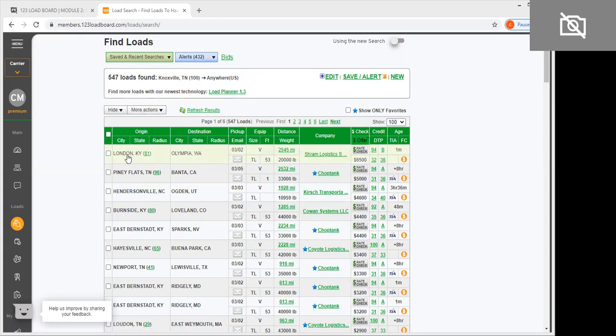So this load picks up in London, Kentucky, which is 81 miles east of Knoxville, northeast actually. So I'm going to include that in the 2,545 miles. I'm going to add 2,545 and 81, and that's going to give me 2,626. Then I'm going to divide that into the 6,500 to get the true cents per mile, because I want to include the deadhead to see what my real cents per mile is. So 6,500 divided by 2,626, because I added the 81. And now it's $2.48 a mile.